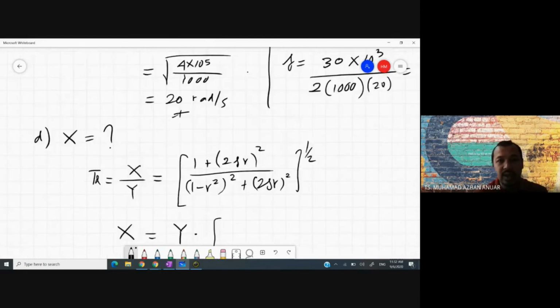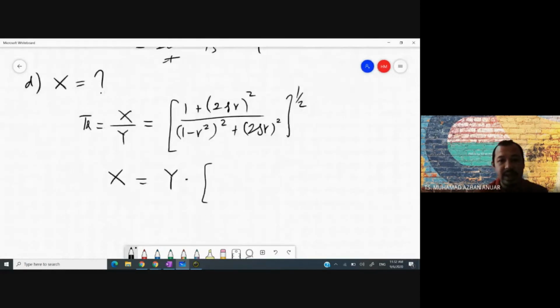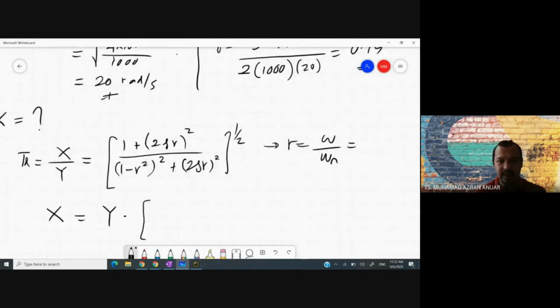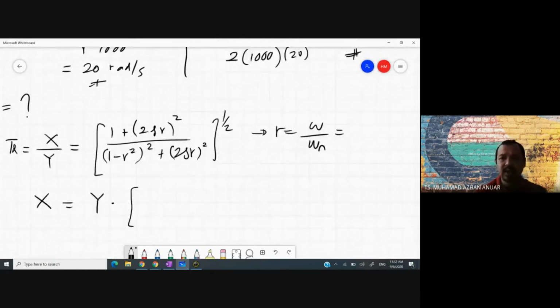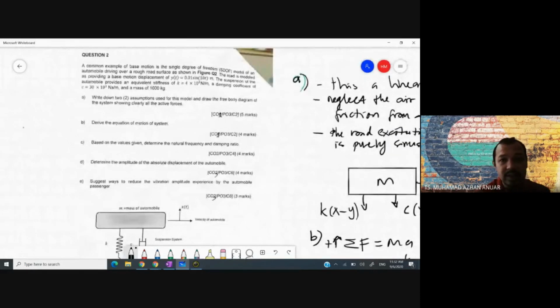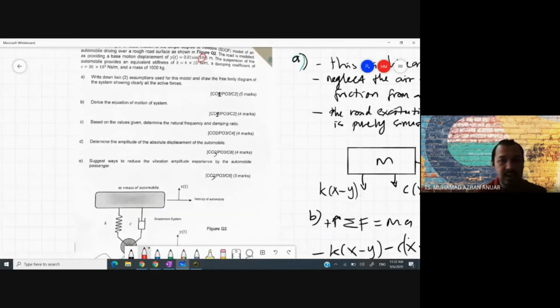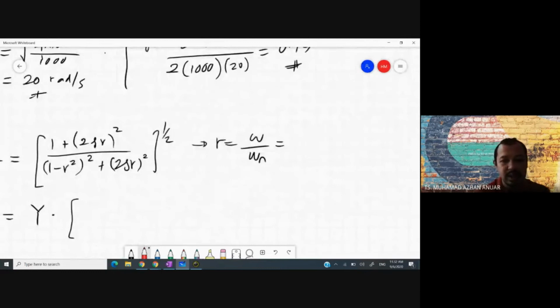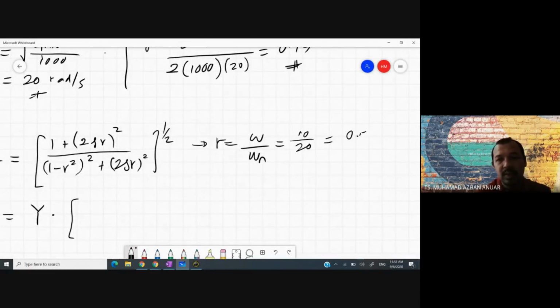So we get the zeta 0.75, we get the r. So we need to determine the r value. In this case, r is equal to omega divided by omega n. Okay, so what is omega in this case? It is given, see this part here, omega is equal to 10, omega n in this case is equal to 20. So you get r is equal to 10 divided by 20, which is equal to 0.5.